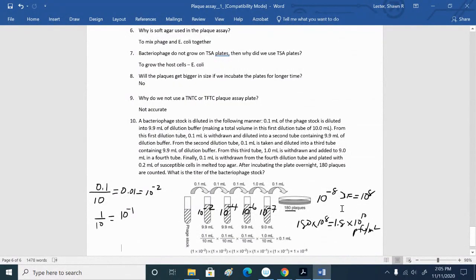So any questions on gradient plates or the plaque assay? And no, I haven't seen lab exam 2 yet, so I don't know if there'll be a problem on there or not, but you should expect one, but I haven't seen it yet, so I don't know.